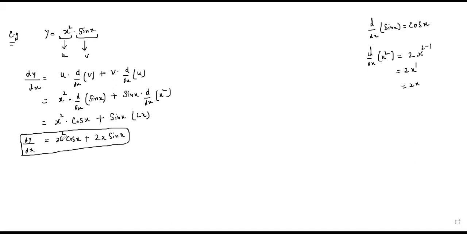So my dy by dx is x square cos x plus 2x sin x. This is the final answer. Fine. This is the first example. Still, I will take the examples from NCERT also. For example, if y is equal to (x plus 1)(3x square plus 2x). Now see, again, this is a product of two functions. This is my first function. This is my second function. Although both are algebraic functions, no issue.